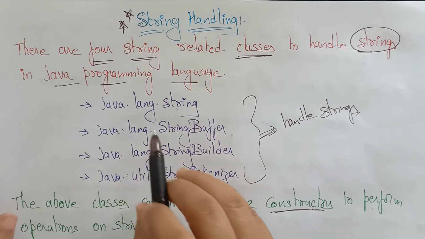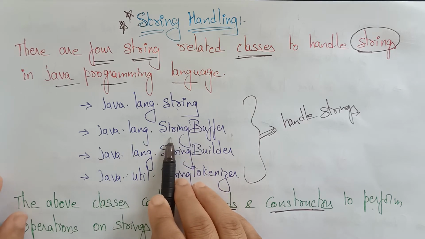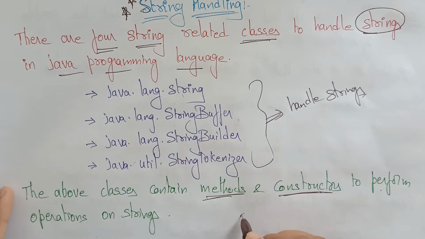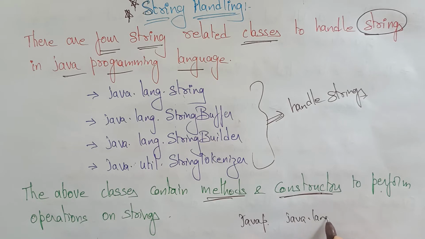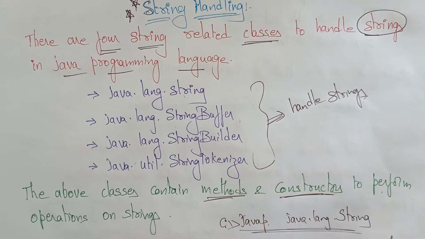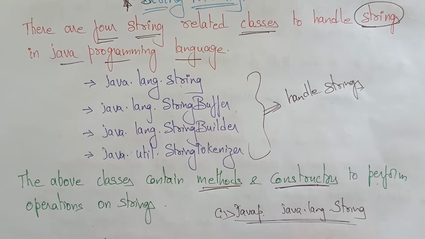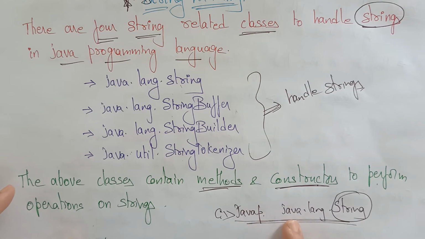Now let's see a tool. Suppose you want to know which methods and which constructors are present in the String class. There is a tool, javap. So javap java.lang.String. Whenever you type this in the command prompt, all the methods and constructors related to the String class will appear. Based on your usage, you can use that method or constructor. So the tool is javap.